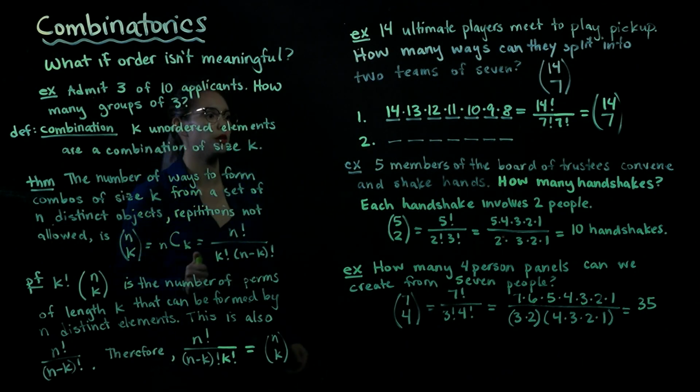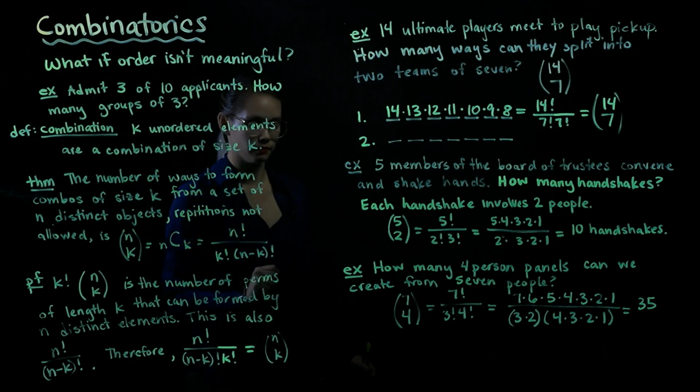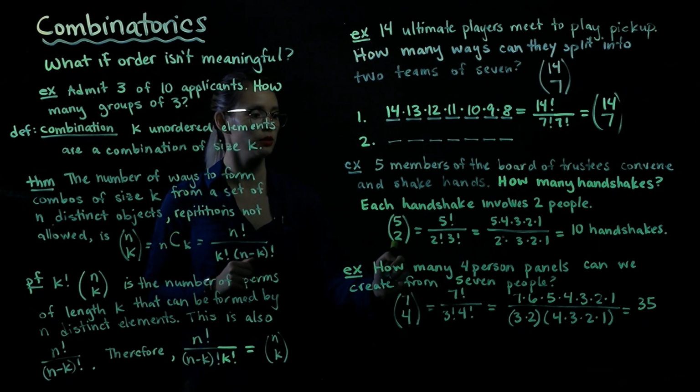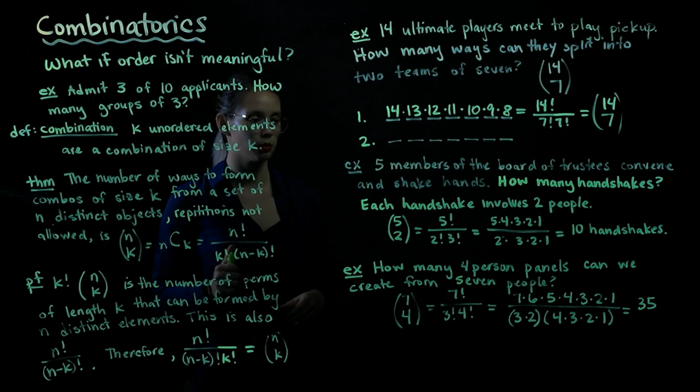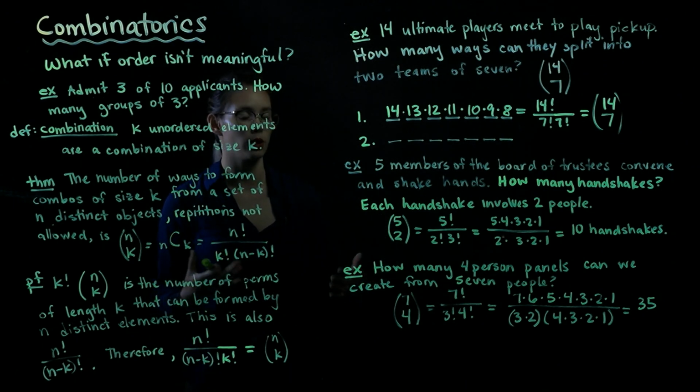All right, next example. We have 5 members of the Board of Trustees convening, and they are all shaking each other's hands. How many handshakes are going to happen? So of course, each handshake only involves exactly 2 people. So the number of handshakes is going to be 5 choose 2, which is 5 factorial divided by 2 factorial times 3 factorial. And we can simplify this out since these numbers aren't too big. It would actually make sense to crunch this number out.